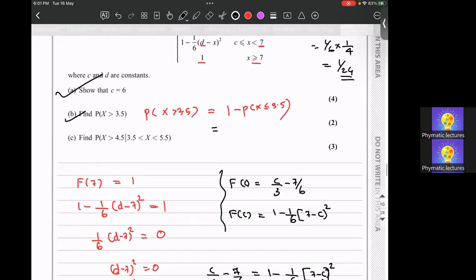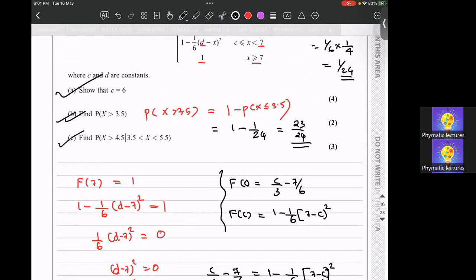So substitute it. 1 minus 1 by 24. So 1 minus 1 by 24 is 23 by 24. So we got the answer for that as well. Correct? So 1 minus 1 by 24, that is 23 by 24.